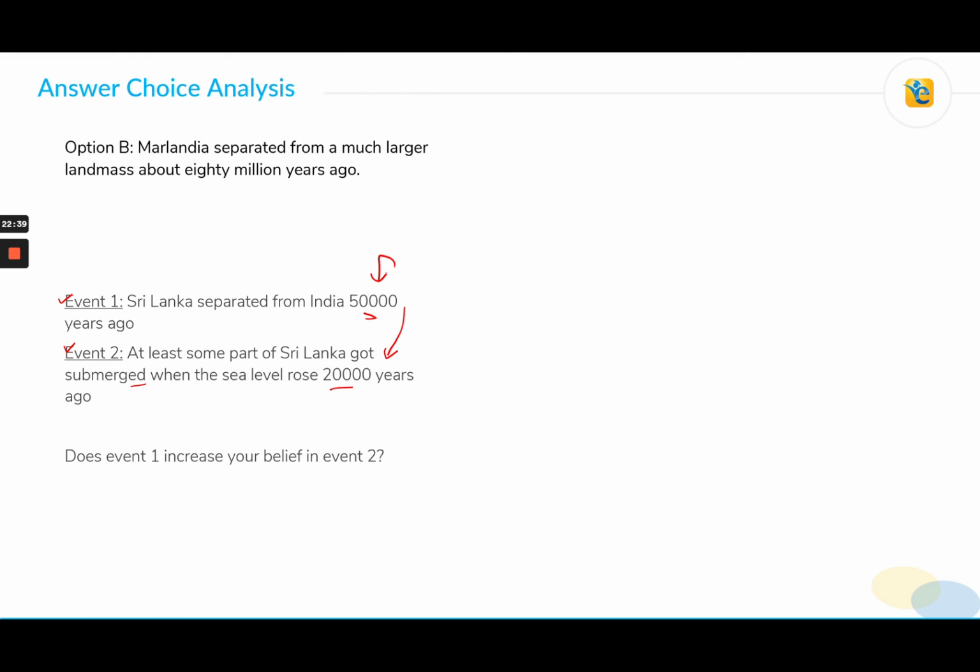If you think about it, event 1 and event 2, there is no tangible connection between them. The fact that Sri Lanka separated from India tells you nothing about whether some part of Sri Lanka would have got submerged or whether some part of Sri Lanka would have not got submerged many years later. There is no tangible connection that you can make here. This is the simple problem with option B.